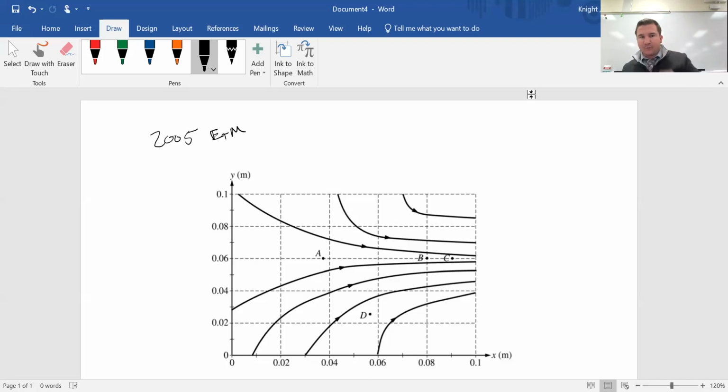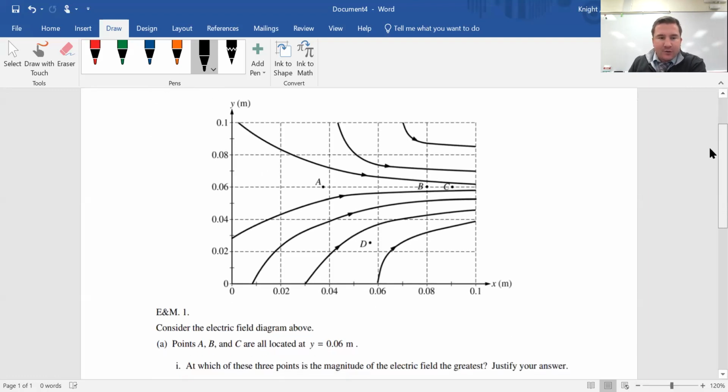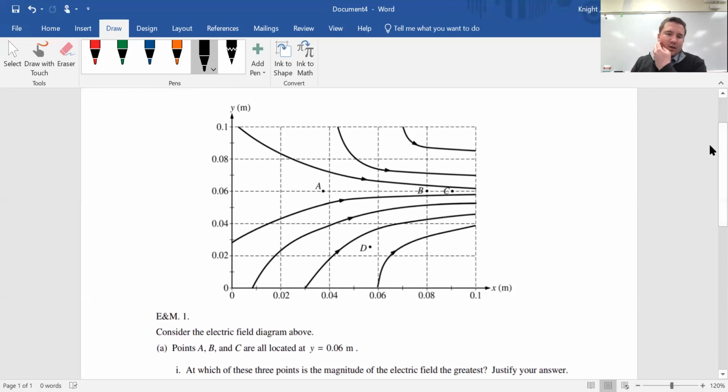All right. So here's 2005, number 1. We got this fun looking graph here. Okay, so electric field diagram above, X versus Y. So we got positions, but we're just given the electric field lines.